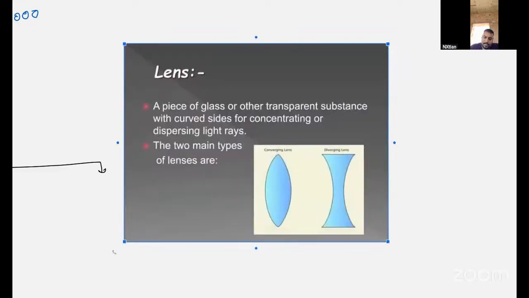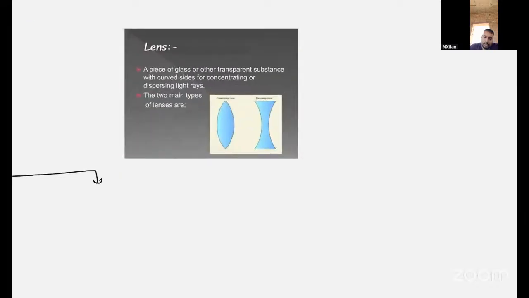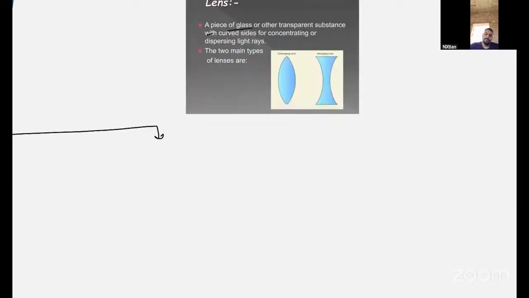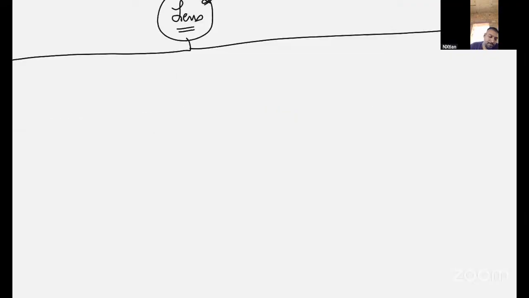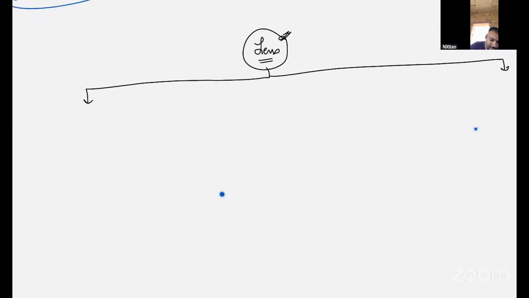So here you guys can see the definition of a lens. It's a glass or transparent medium with curved sides, concentrating or dispersing light. Means it helps in dispersing the light. Okay, now listen, guys. There are two main types of lens.